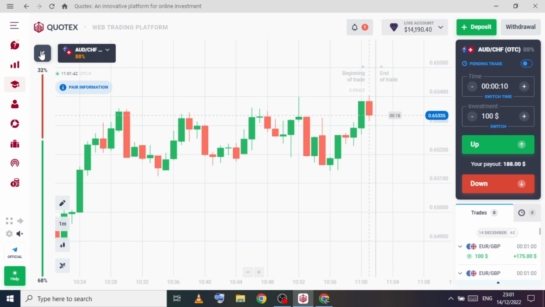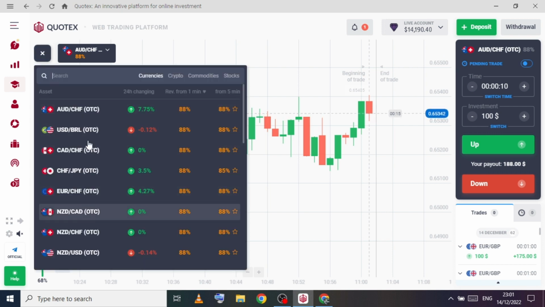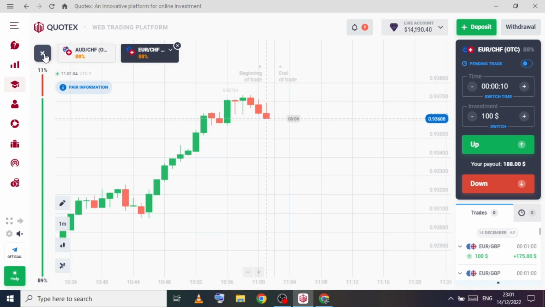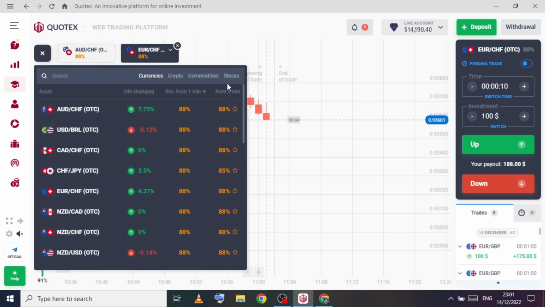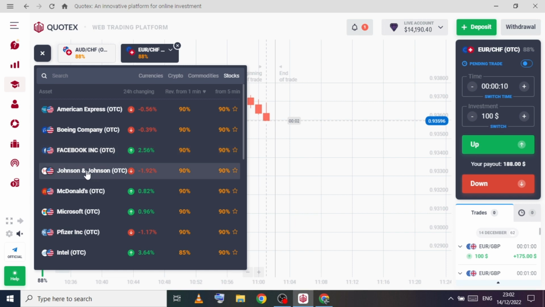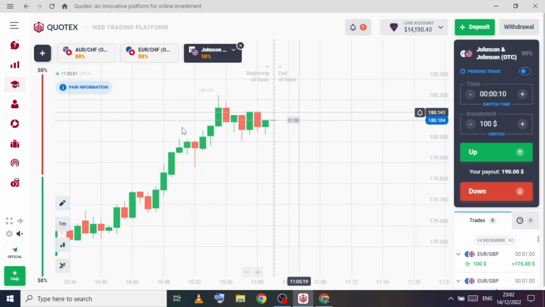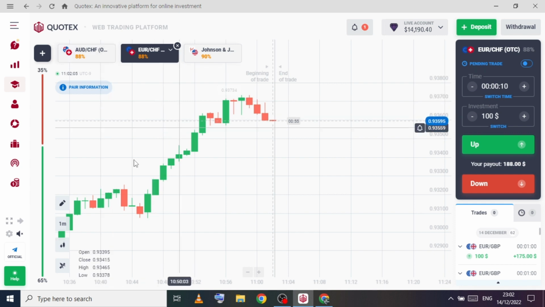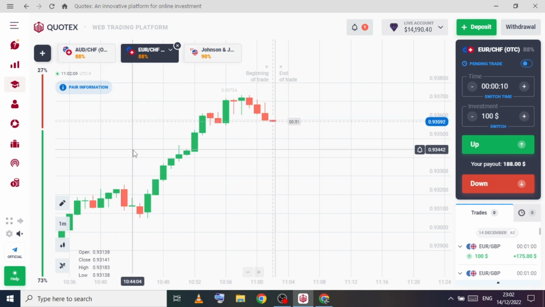And then maybe you want to analyze a lot of assets at the same time, and then you can add. So right there we have AUD, CHF, OTC. I can add Euro, CHF, OTC again. I could add another, maybe a stock, Johnson and Johnson. And maybe I want to move from this asset to another and just check what's going on in another asset and execute my trades. All right. So basically there's that.